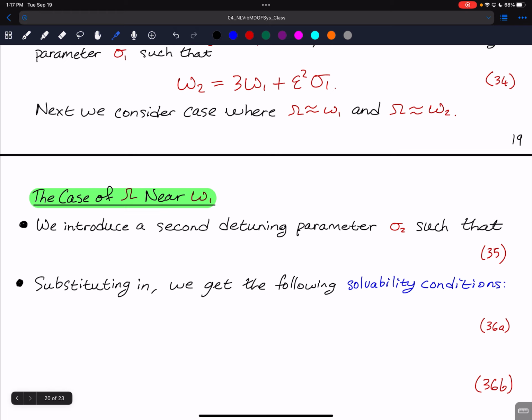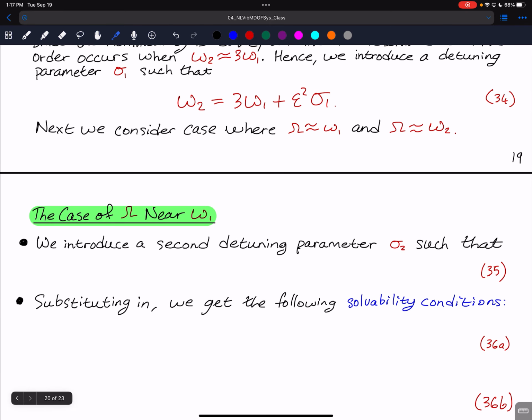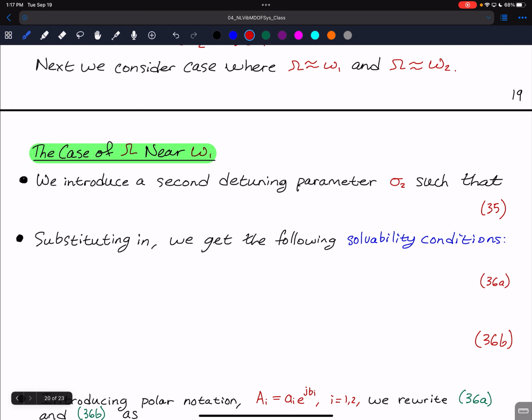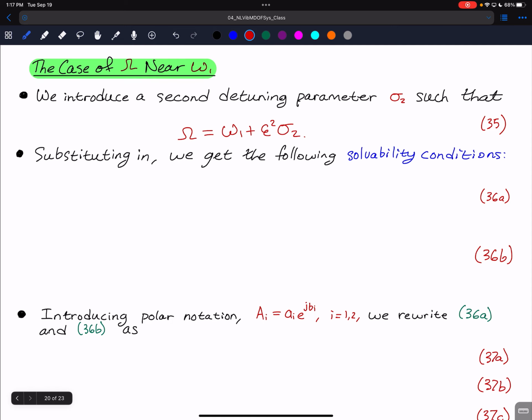The first thing we're going to consider here is two cases, one where the forcing is at omega 1, and another where the forcing is at omega 2. We're going to start with the forcing at omega 1, so we are forcing the system at the first frequency of the first mode. And we introduce a second detuning parameter sigma 2 such that capital omega is equal to lowercase omega 1 plus epsilon squared sigma 2. We substitute that in, and we're going to end up with the following two equations.